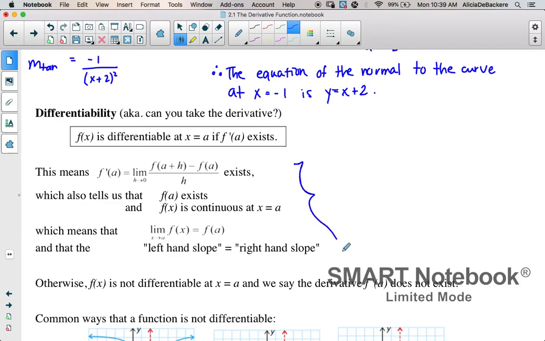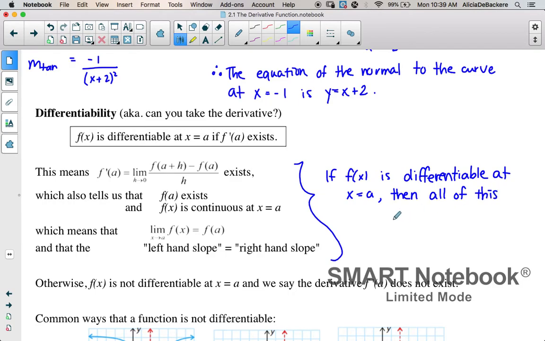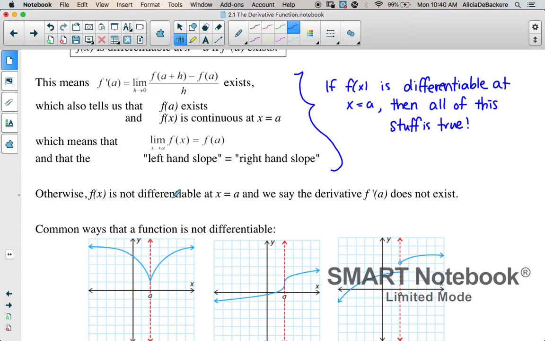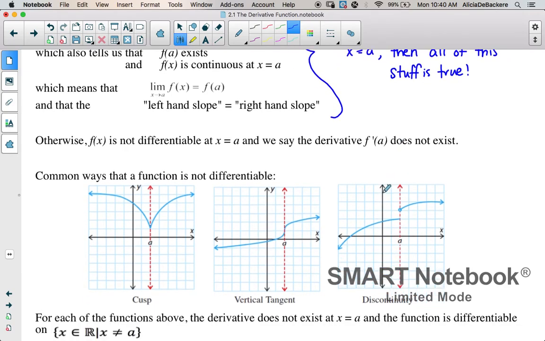So all of these things are true if f(x) is differentiable at a. As soon as a question tells me f(x) is differentiable, I know right away that all of this stuff is also true. Otherwise, f(x) is not differentiable at a, and we would say that the derivative f prime of a does not exist. So what does that look like on a graph?